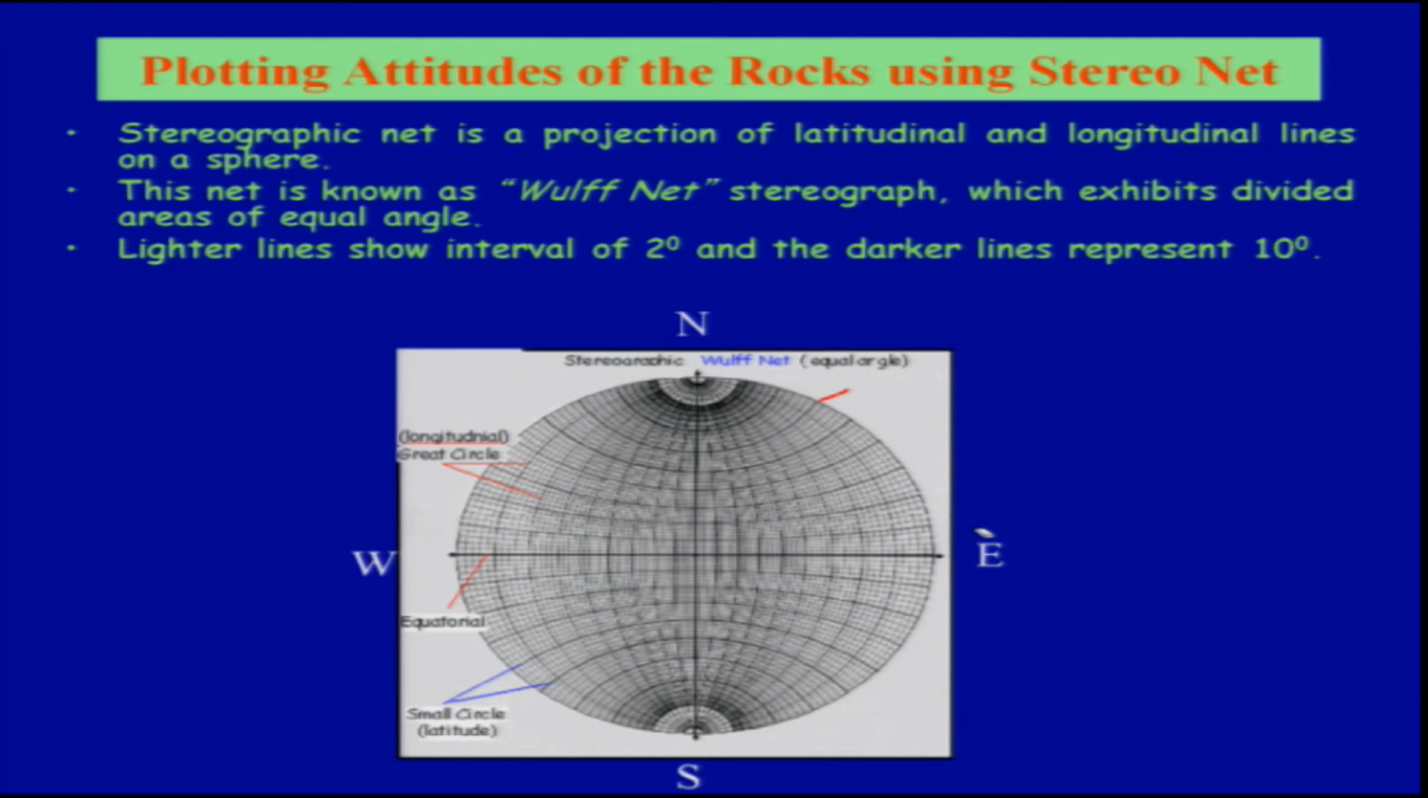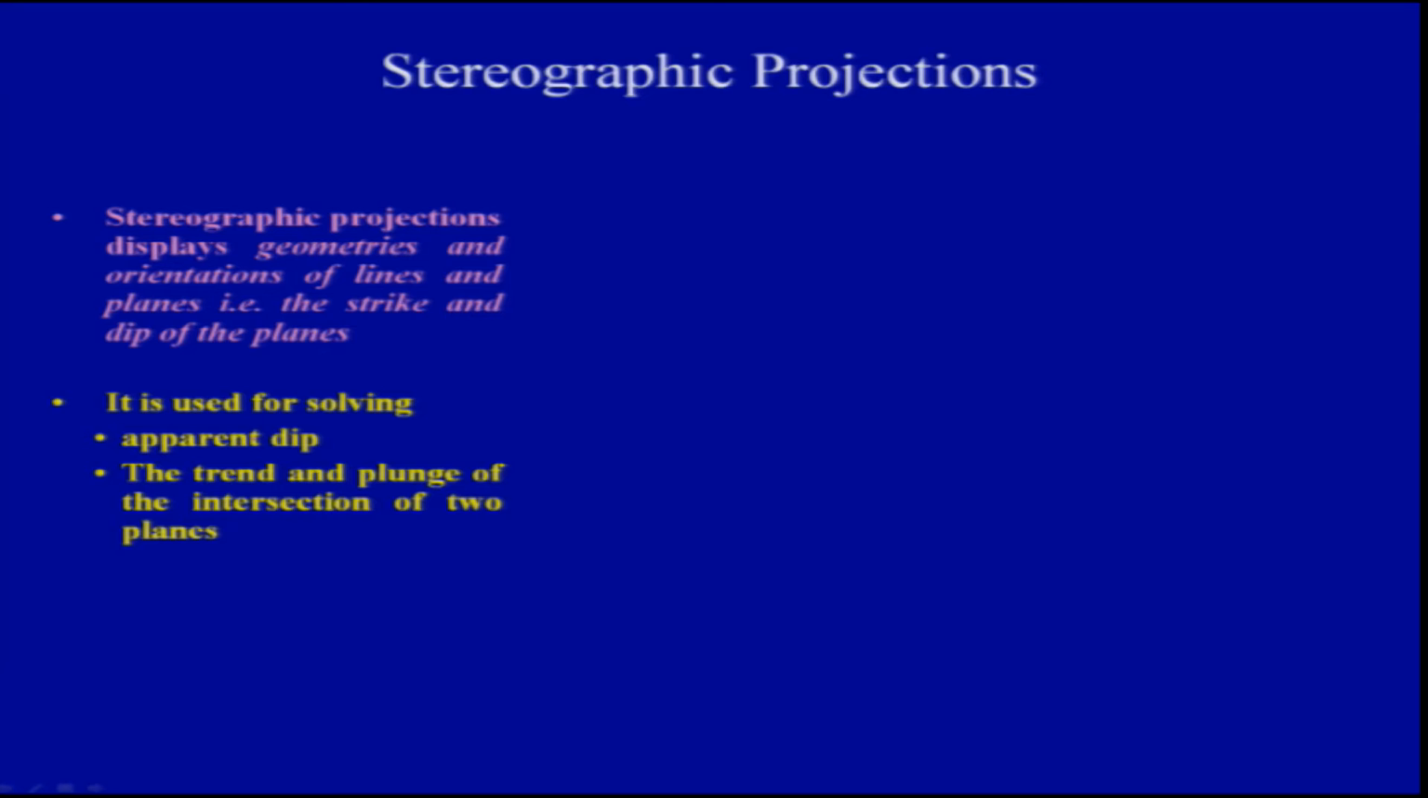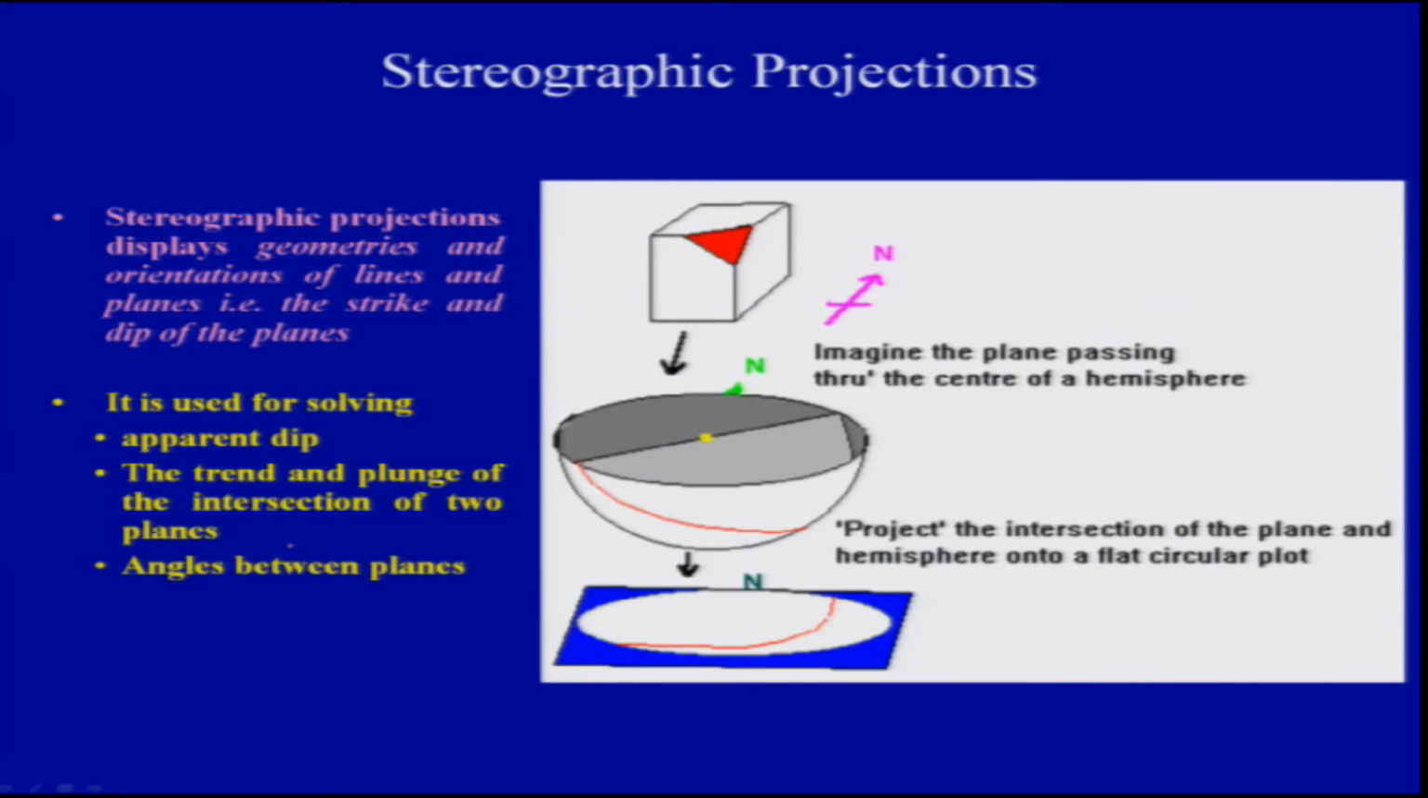Let us see. The lighter lines inside are equal to 2 degrees, whereas the darker ones represent 10 degrees. All these are 10 degrees, whereas the inner, lighter lines are all 2 degrees. We collect the information from the field and then we can plot it on the stereonet. Stereographic projections display the geometries and orientation of lines and planes, that is the strike and dip of the planes, and it is used for solving apparent dip. If you have an apparent dip, you can easily identify the true dip of that area. Then, with the trends and plunge of the intersecting planes, you can make out whether it is a plunging fold or a non-plunging fold.